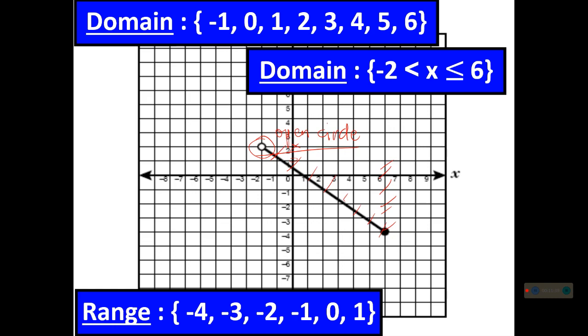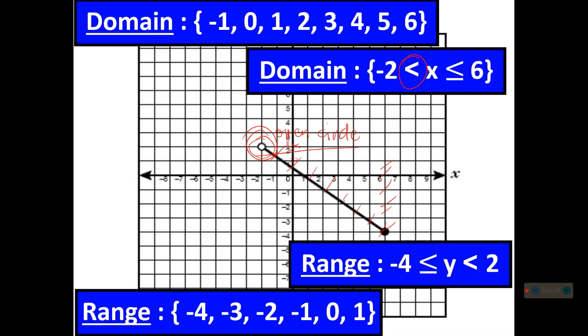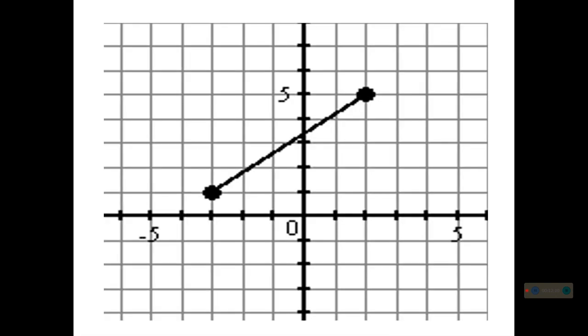Why do I say so? You can only have this symbol because of the open circle. So your x is greater than negative 2, so it is from negative 1, but less than or equal to 6, because 6 is also included. Next, the range can be expressed as y is greater than or equal to negative 4 but less than 2, because again, you will not include this point in the open circle. Okay, question?